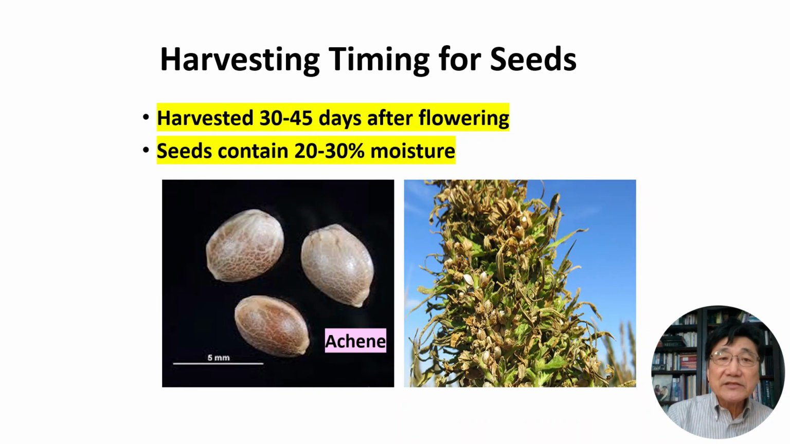The seeds are usually harvested between 30 and 45 days after flowering. The seeds at this stage typically contain approximately 20 to 30% moisture. As I have previously explained about the structure of the cannabis seed, the seed most people are referring to is a dry fruit called an achene.